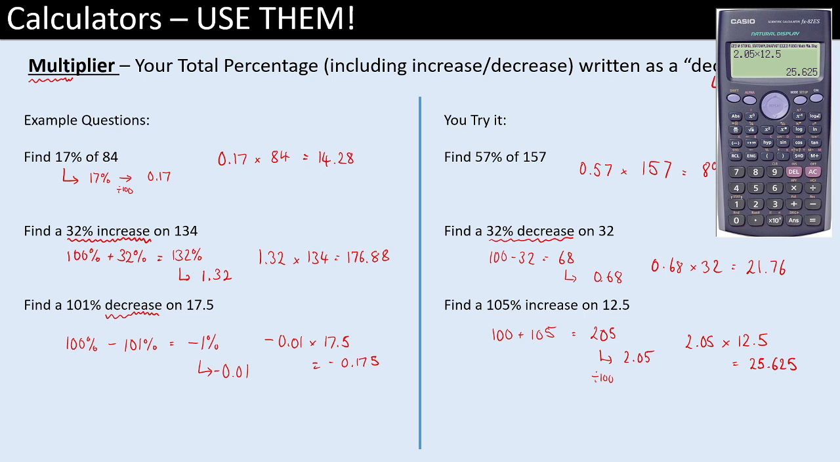25.625. Here we go. So those are our basic things, and if we're looking to do percentages quickly and effectively, this is the method that I would look to employ.